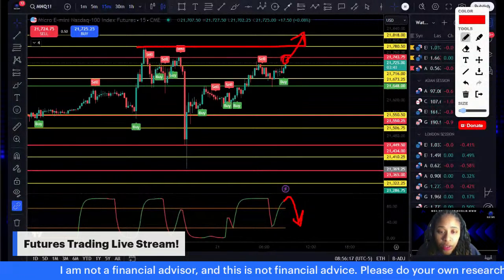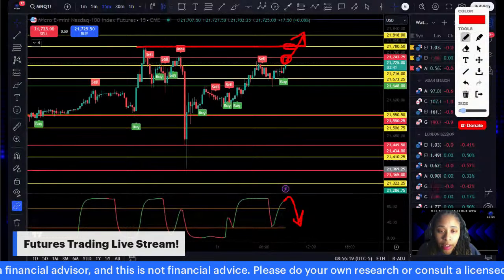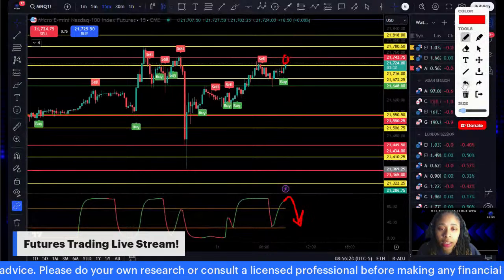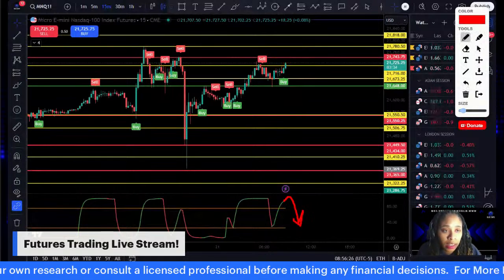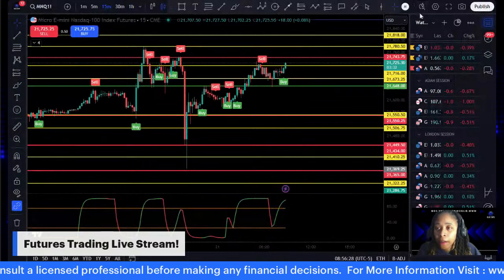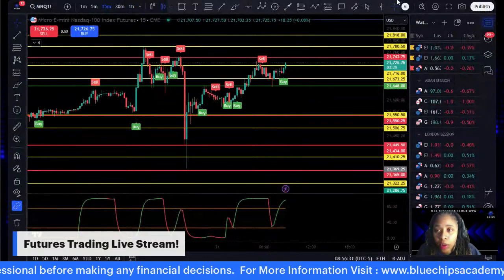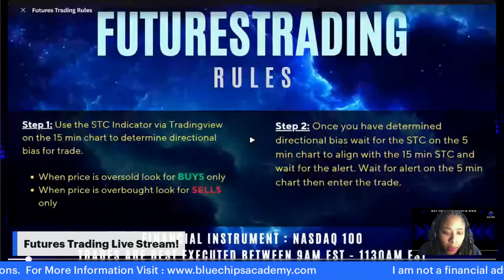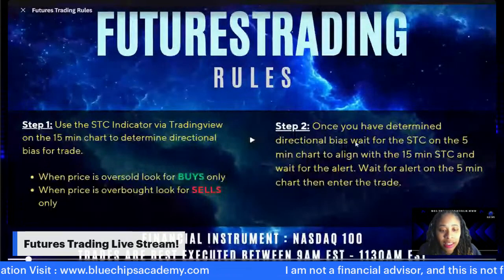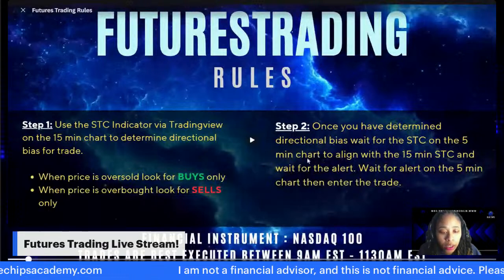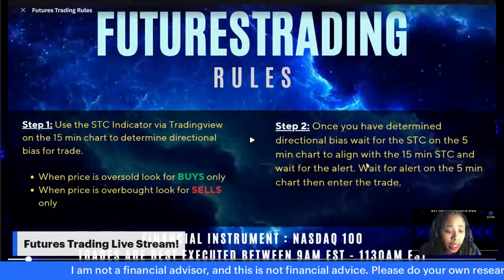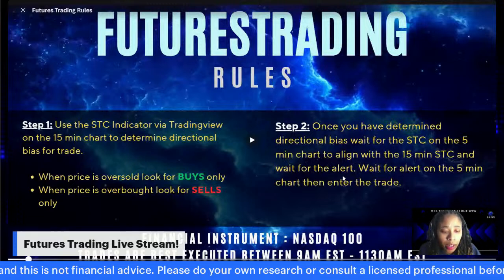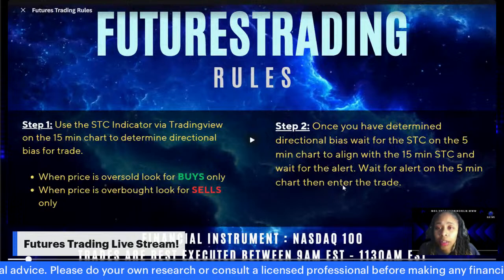But if we get a nice rejection around this area or this area, then price is probably ready to come down. So we just have to look at those signals and price action to help us determine that. Okay, so that's step number one. Now, step number two, once you have determined your directional bias, wait for the STC on the 5-minute chart to align with the 15-minute STC and wait for the alert. So we wait for the alert on the 5-minute chart.